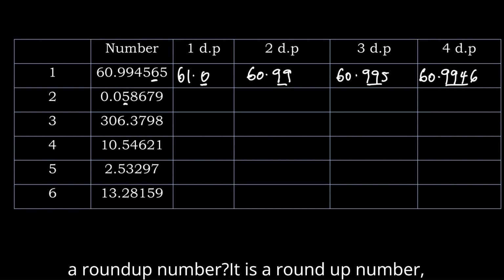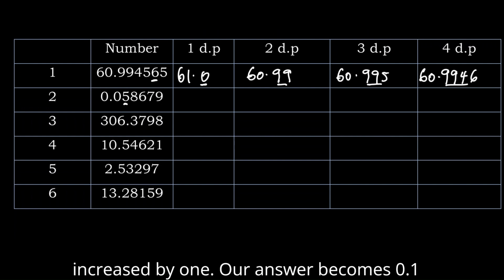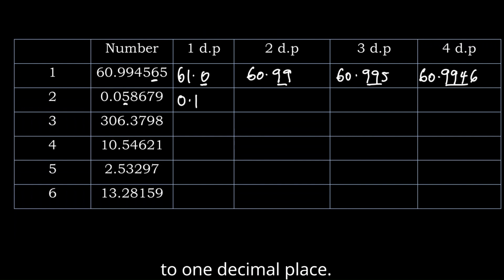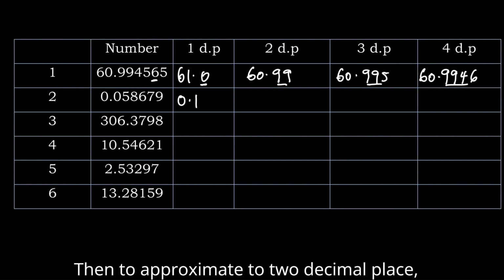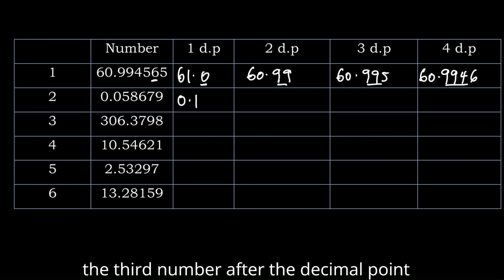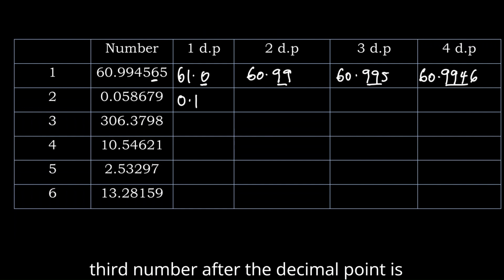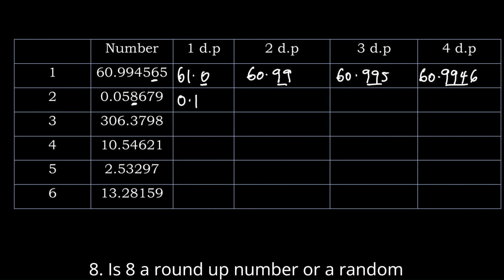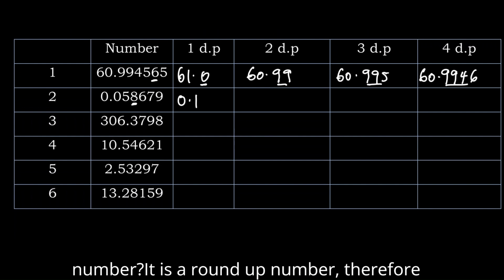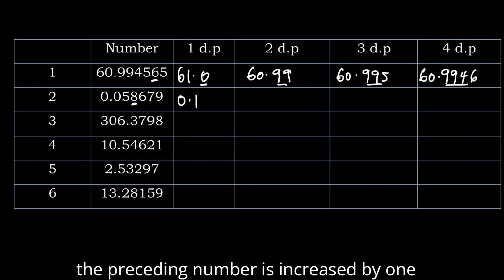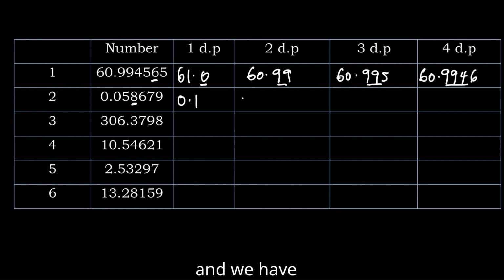It is a round up number, therefore the preceding number is increased by 1. Our answer becomes 0.1 to 1 decimal place. Then to approximate to 2 decimal place, the third number after the decimal point becomes our reference number, and the third number after the decimal point is 8. Is 8 a round up number or a round down number? It is a round up number, therefore the preceding number is increased by 1, and we have 0.06 to 2 decimal place.